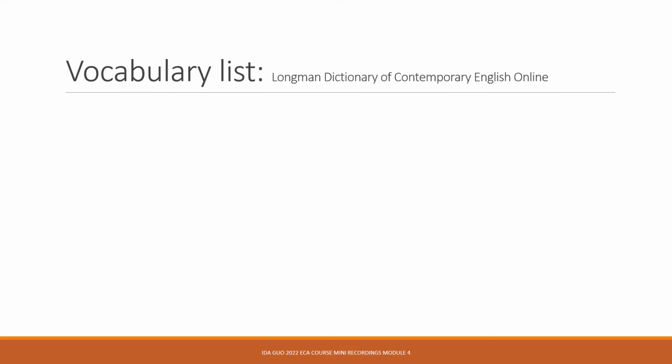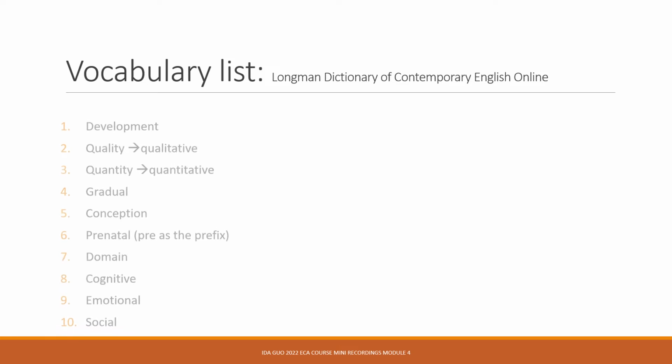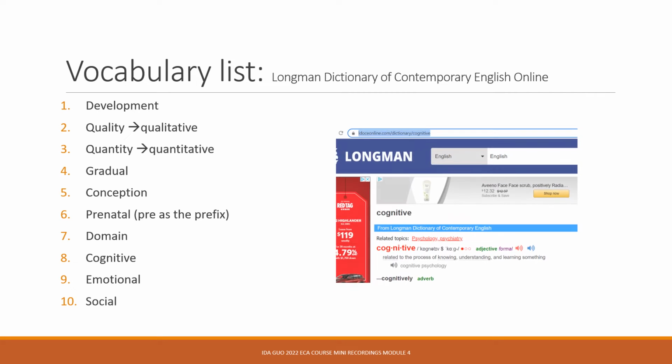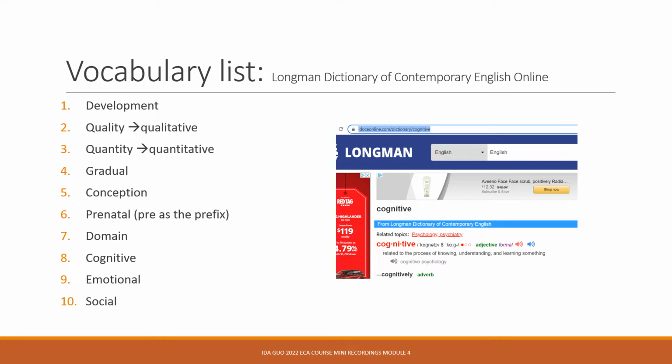Okay, so here's the vocabulary list. We have 10 words for the first recording. So in class, I have introduced Longman Dictionary of Contemporary English online. You just need to key in the word and you will get the definition. And of course, you can use the other online dictionaries as well.